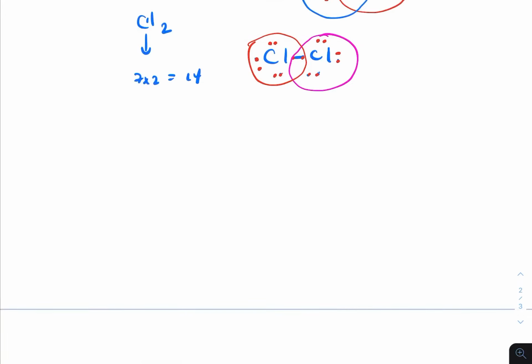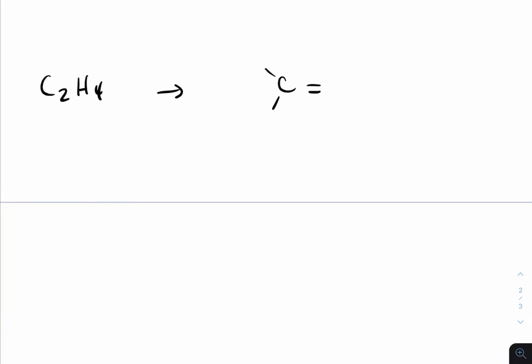C2H4 for me. So if I were to ask you to do this one for me, C2H4, we know that it would be drawn out like this. And that's really because we have the octet rule in place.